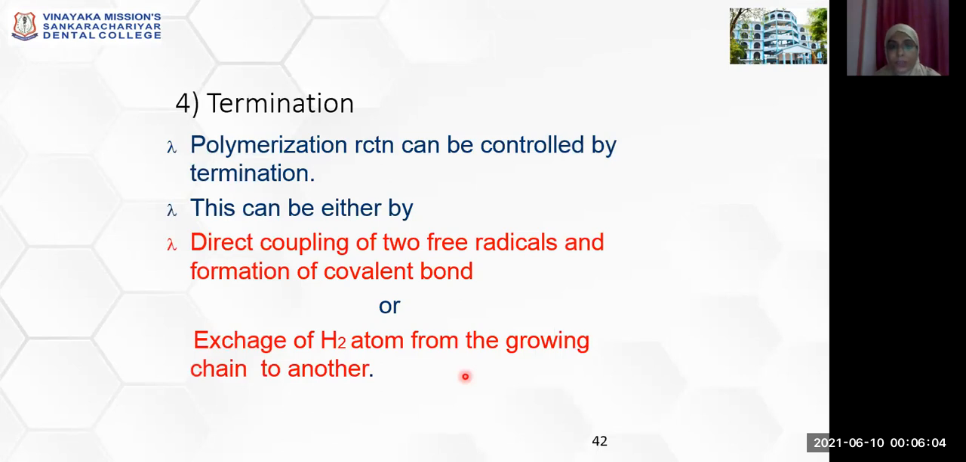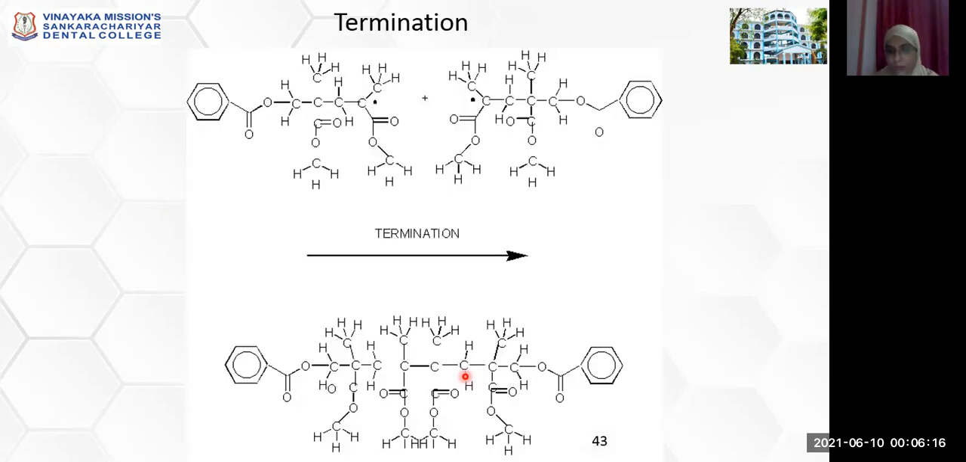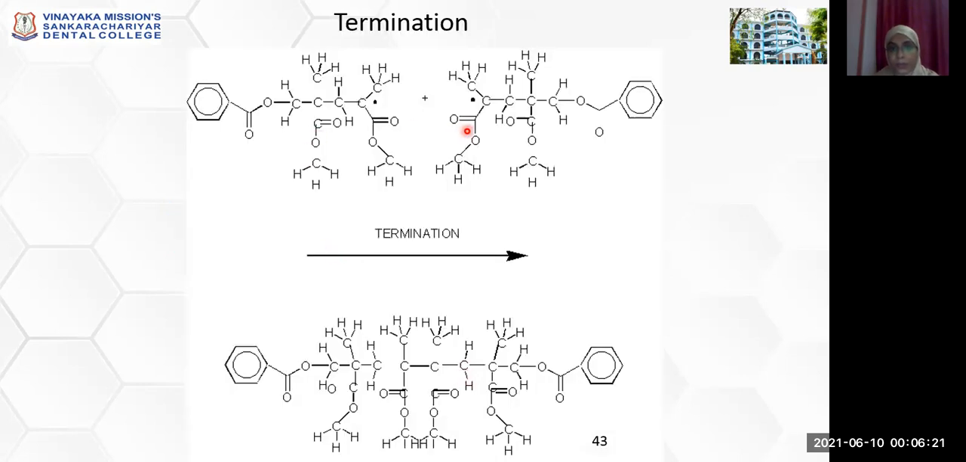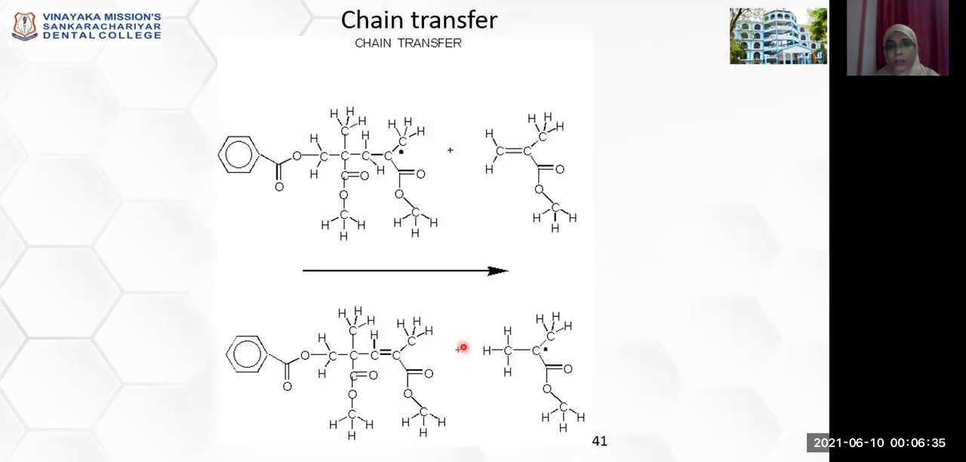So termination. I told you how it is going to occur. It's by the exchange of hydrogen atoms from the growing chain to other, or by direct coupling of two radicals. So here you can see there are two free radicals, they both join together and then there is a coupling between the two free radicals. There are two molecules with free radicals, they join together and then they terminate, or there can be a transfer of hydrogen atom. Fine.